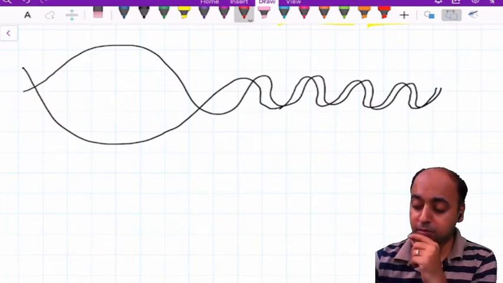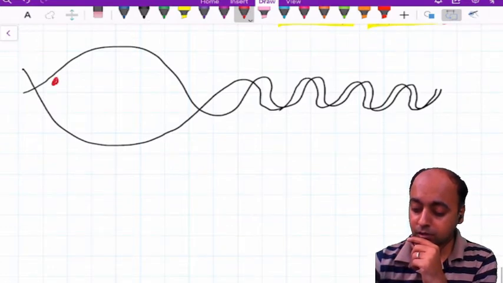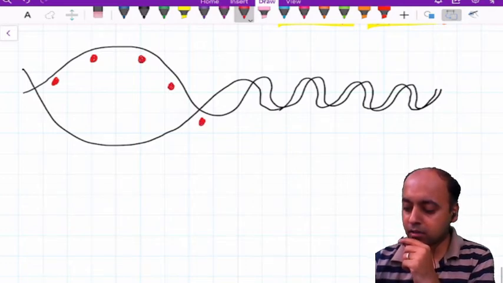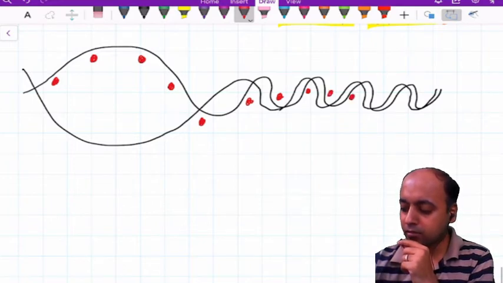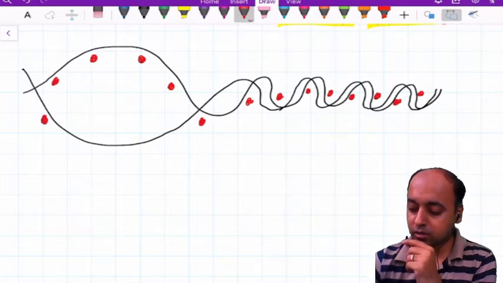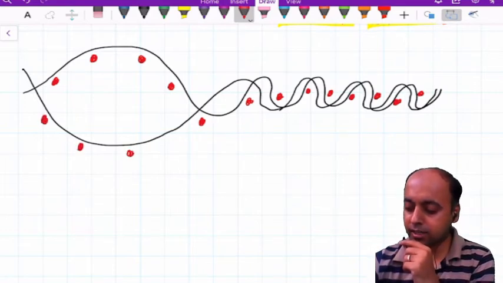So let's label them with dyes. The dyes will get attached in an equidistant manner as per the length of the DNA. They will get attached in an equidistant manner for both the strands. Correct.